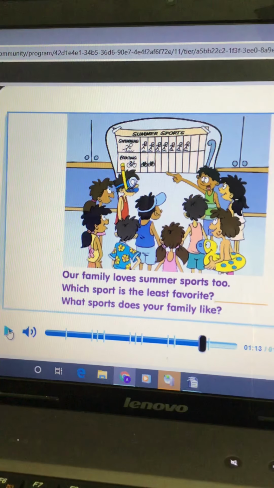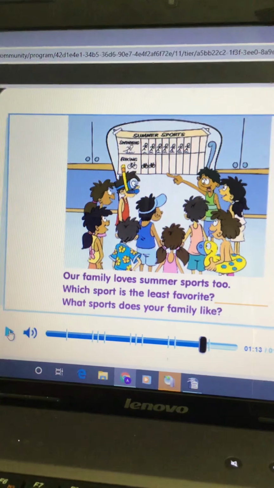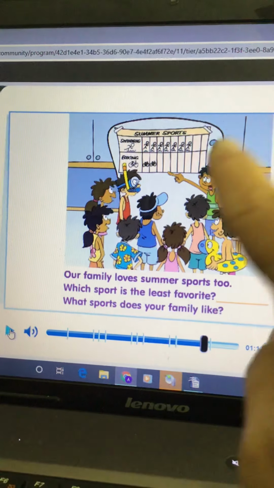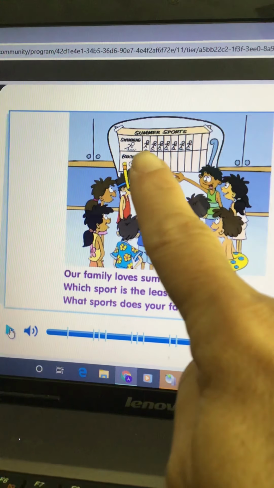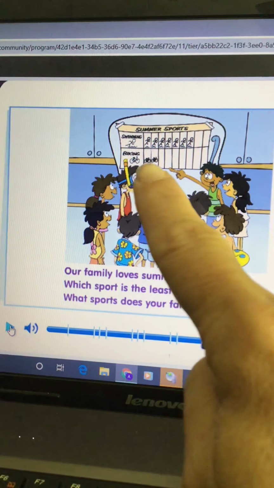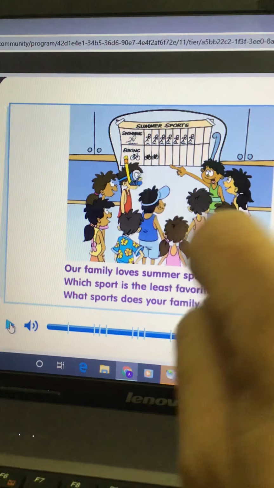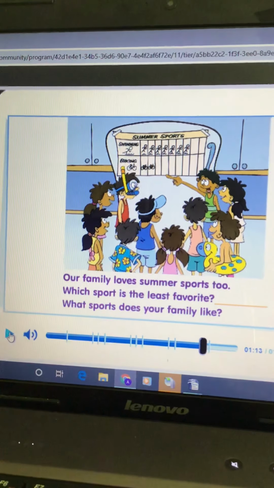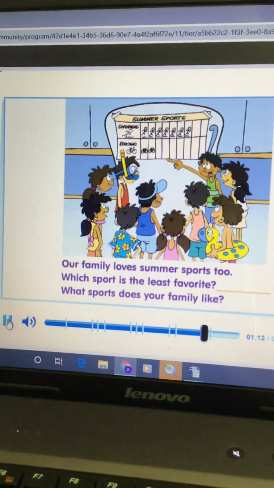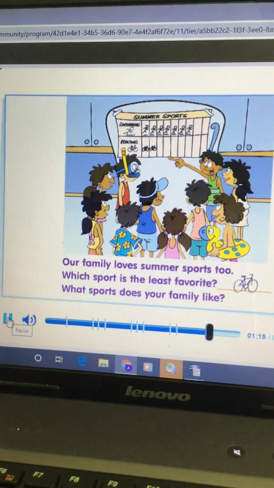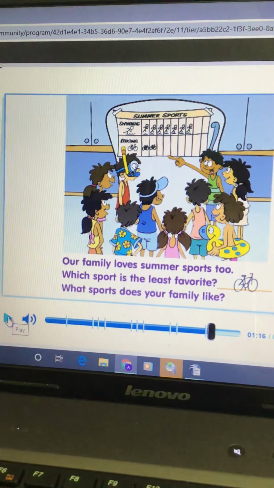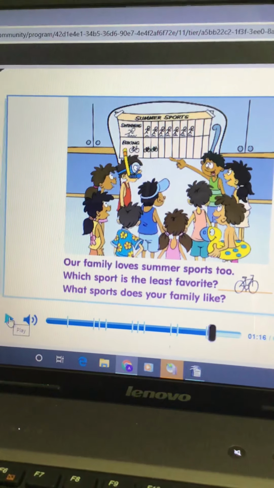Least means smallest, so we have to look at the graph and see which one has the smallest amount. When I look at it, swimming has more than biking, so biking has the smaller amount. Biking's going to go on the line. Biking. Then it says, what sports does your family like?